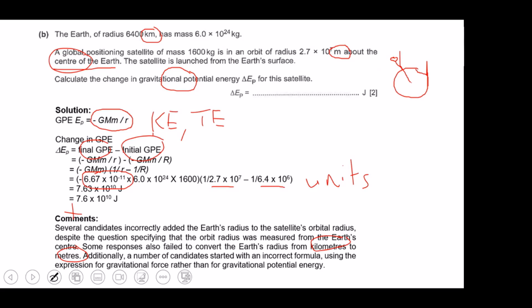This question is on energy, so make sure you use the correct formula, your GPE, your KE, your total energy, rather than using a force, which is GMm over R squared. So just be careful about the formula used. This is gravitational force, GMm over R squared.